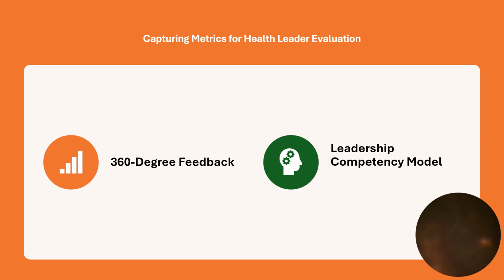This slide provides a brief overview of how the metrics are captured in each model, highlighting the methods and the types of data collected. Capturing metrics for a healthcare leader evaluation: the 360 feedback metrics are captured through surveys or questionnaires distributed to various stakeholders like peers, subordinates, and supervisors. The feedback is gathered on different aspects of leadership performance, including both quantitative ratings and qualitative comments.